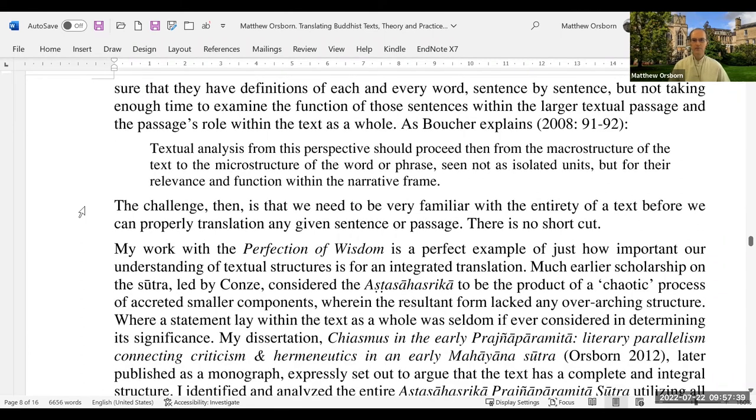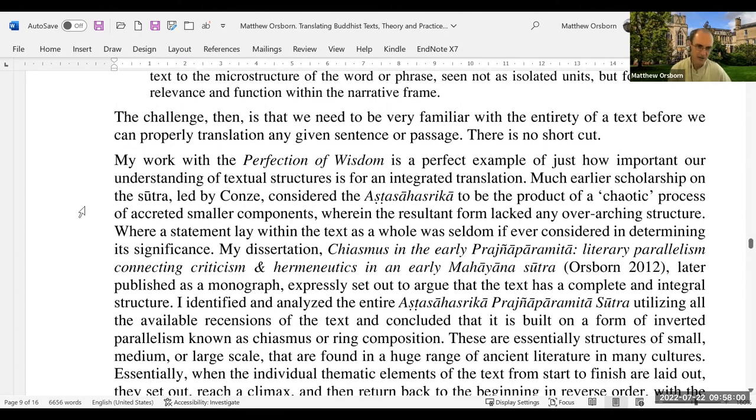Now, the Mahayana scholar Dan Boucher explains textual analysis from this perspective should proceed then from the macro structure of the text to the microstructure of the word or phrase, seen not as isolated units, but for their relevance and function within the narrative frame.